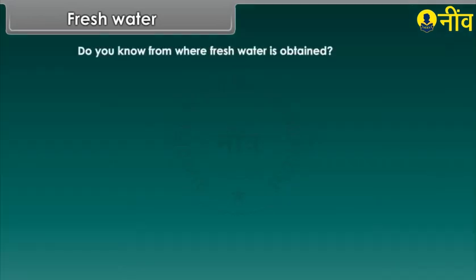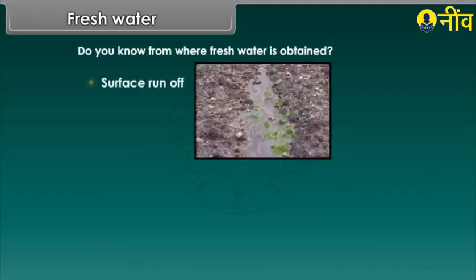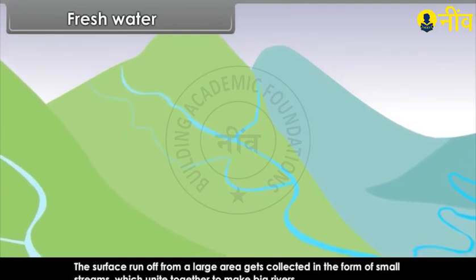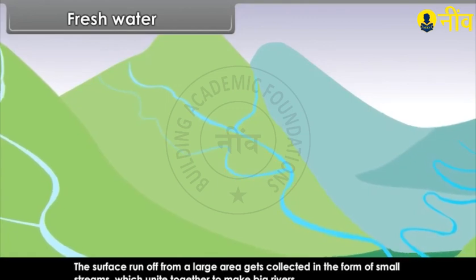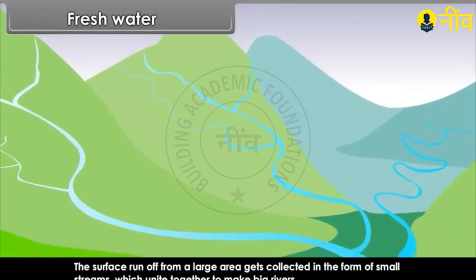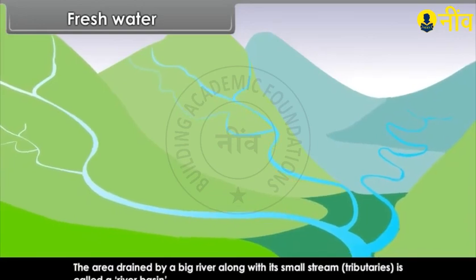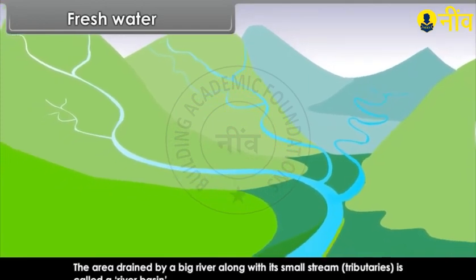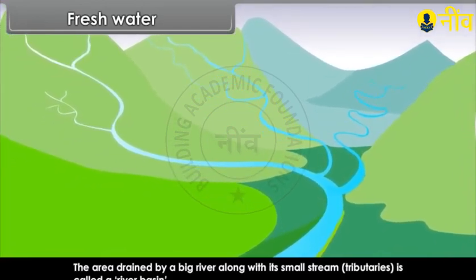Do you know from where fresh water is obtained? Surface runoff. Groundwater. Can you say what surface water is? It is the overland flow of rainwater. The surface runoff from a large area gets collected in the form of small streams which unite together to make big rivers. The area drained by a big river along with its small streams, tributaries, is called a river basin.